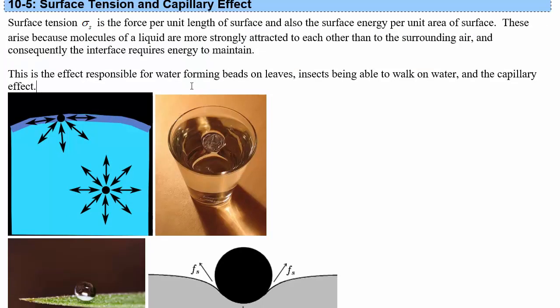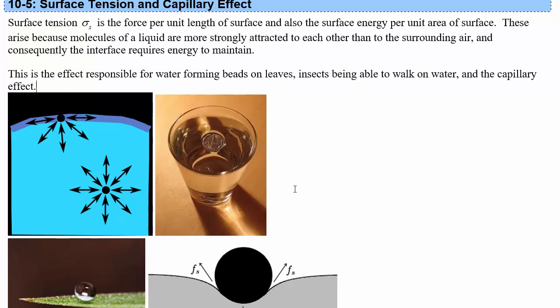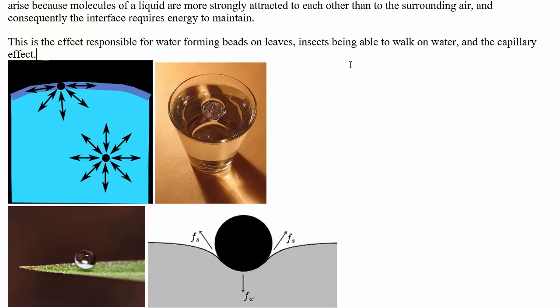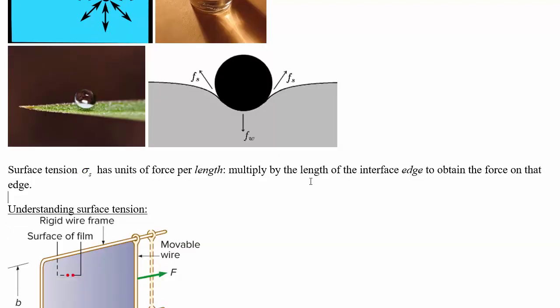This is responsible for water forming beads on leaves, insects being able to walk on water, and the capillary effect that we're going to have a section on right after this. Surface tension has units of force per length, as we said. So you multiply by the length of the interface edge to obtain the force on that edge.